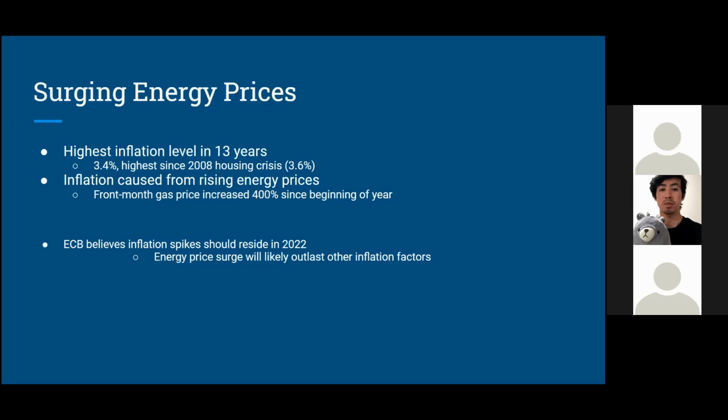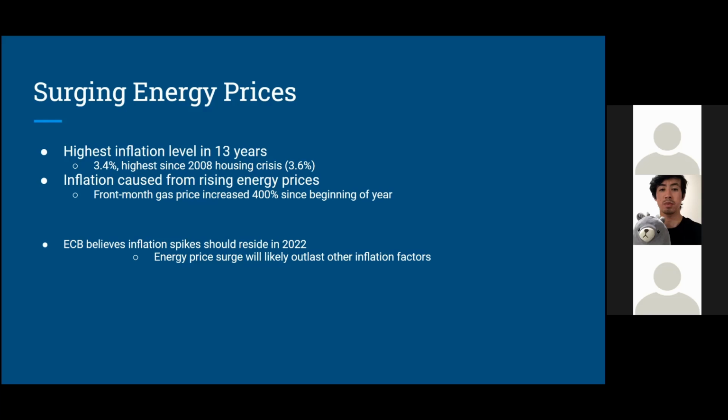The front month gas price at Dutch TTF hub has risen almost 400% since the beginning of the year. And the Prime Minister of France, Jean Castex, stated that the government would be blocking any further natural gas price increases, as well as rises in electricity tariffs, as an effort to try and mitigate these price increases. The European central bankers believe that these recent spikes in inflation aren't permanent and that the price pressures should subside around 2022.